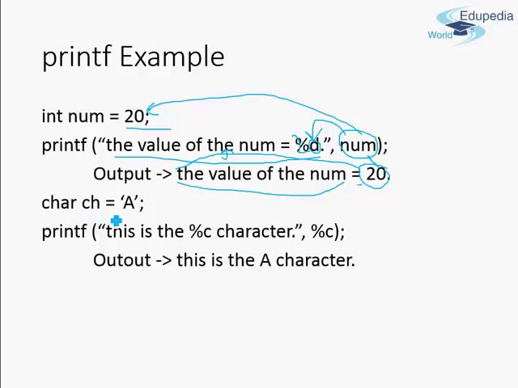Okay, now another example. In this, the format specifier is placed somewhere between your string. So percentage c, the value of... here instead of percentage c you should have ch. So this is the percentage c character. The value of ch will be substituted with percentage c. So this is the capital A character, which has come from here.